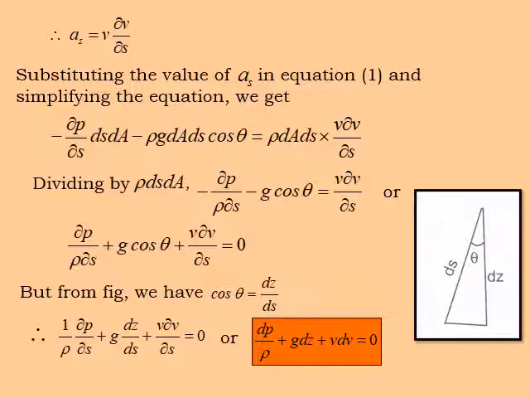Because dou s or ds is common in the denominator, it is taken outside, and then multiplied by the 0 on the right-hand side. So finally we get the expression dp by rho plus g dz plus v dv is equal to 0. That is the expression for Euler's equation of motion.